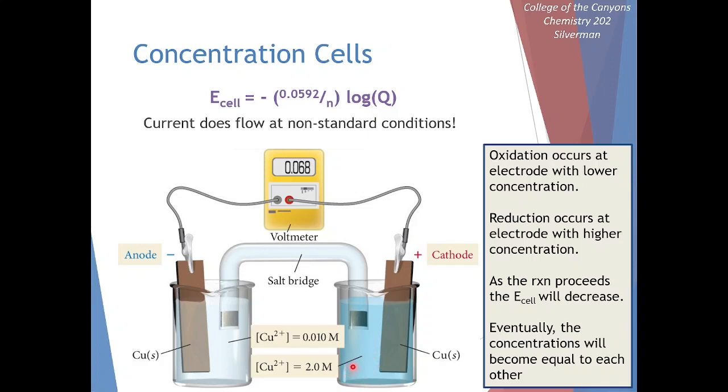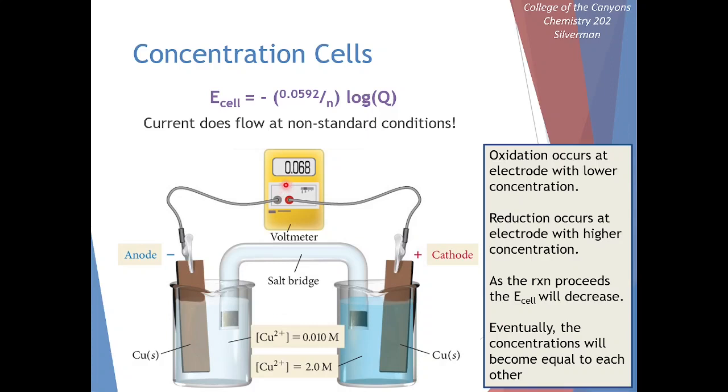Based on Le Chatelier's principle, we're going to try to get rid of these copper 2 plus ions where they're extra concentrated, and we're going to try to form more copper 2 plus ions where they're more diluted. Therefore, our diluted side will have our oxidation and will be our anode. Our concentrated side will have our reduction and will be our cathode.